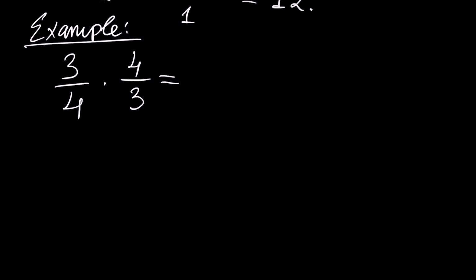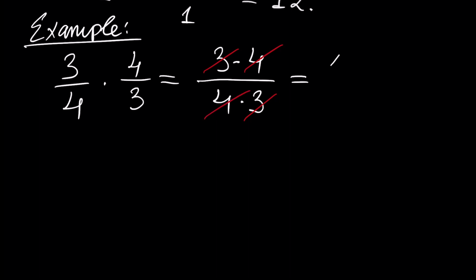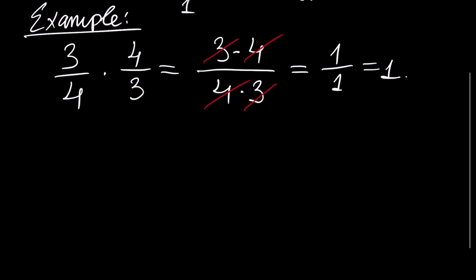This is our example. 3/4 times 4/3. We multiply numerator by numerator and denominator by denominator. And as I said, we have to cancel any factors in numerator and denominator. Of course, 3 is cancelled out by 3, and 4 is cancelled out by 4. And we have 1/1, which is 1.